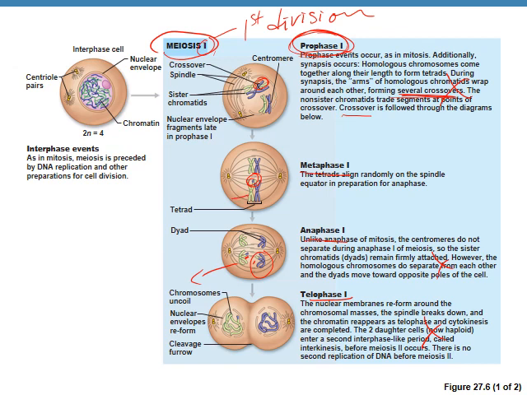So let's say the green is mom and she has blue eyes, and this is dad and he has brown eyes. Mom is short and dad is tall. So mom is short and has blue eyes, and dad is tall and has brown eyes. Is it possible for them to have a child that has blue eyes and is tall? Yes. So by swapping these chromosome pieces, you can have more genetic variation in your offspring.